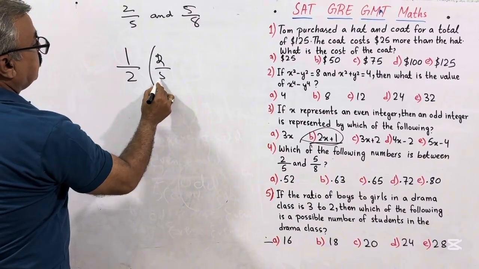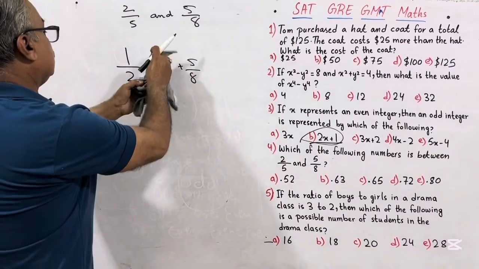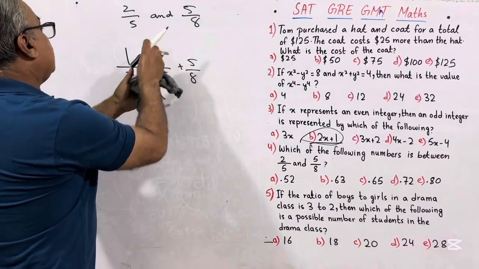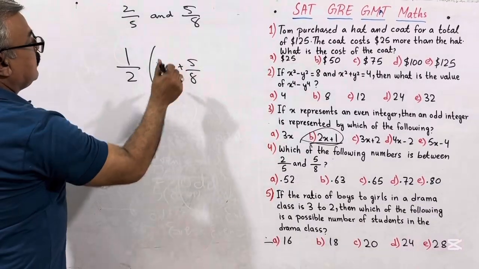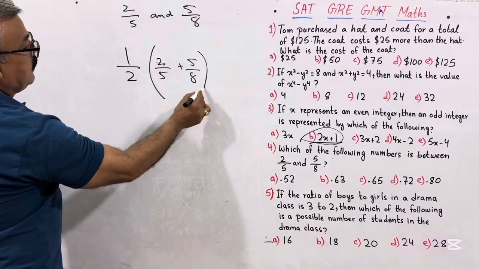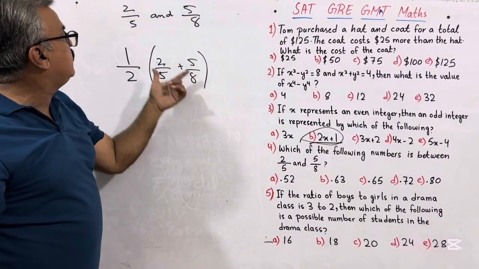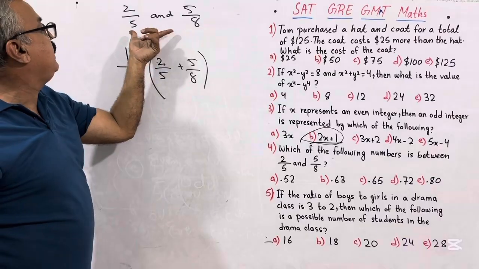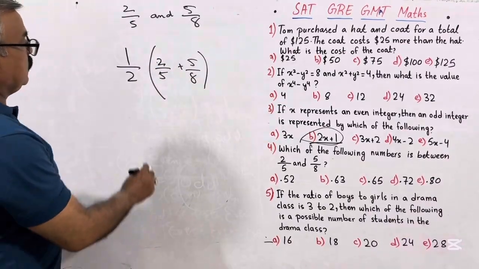2 over 5 plus 5 over 8. Find the number that is between 2.5 and 5.8. Between 2.5 and 5.8 means simply find out the mean of these two, the arithmetic mean, A plus B over 2.